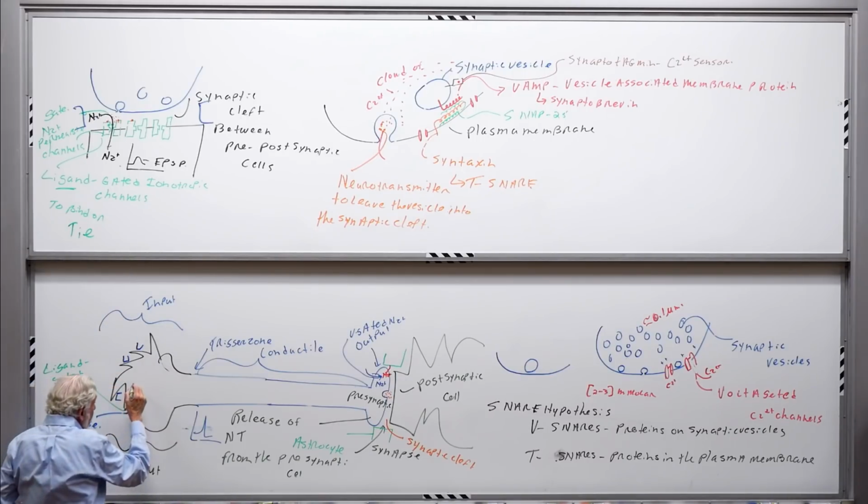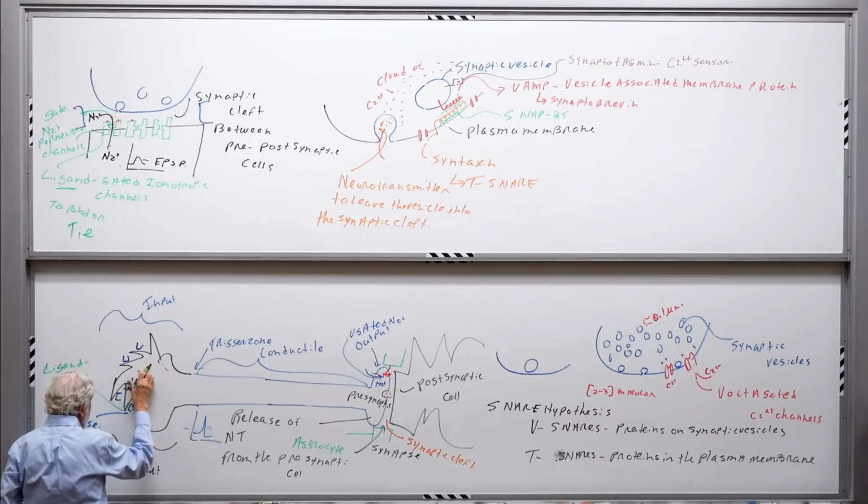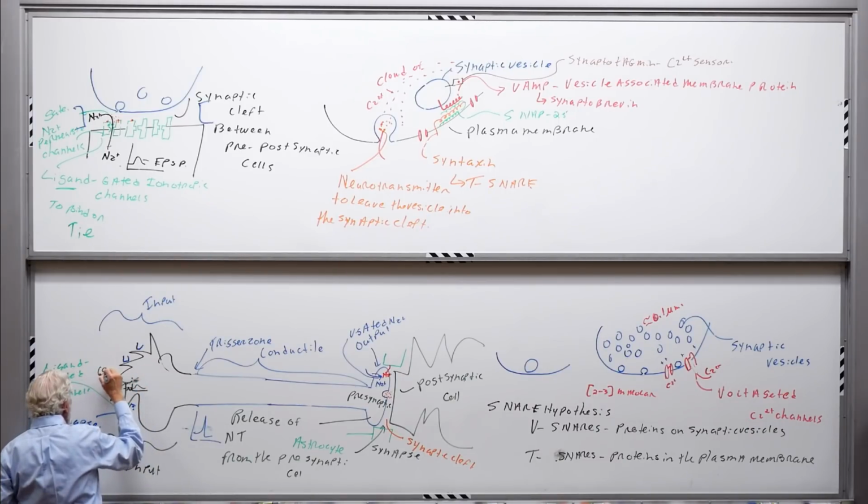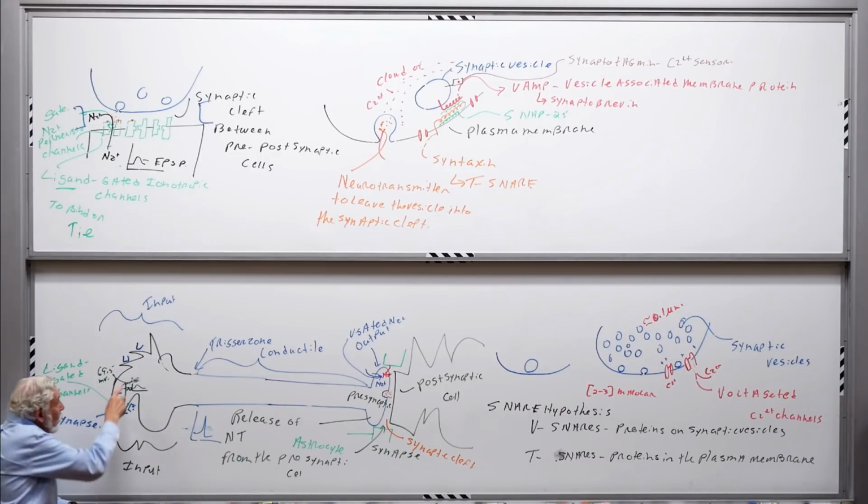So if we look at this site, we can imagine that we have generated here a potential that goes from minus 70 millivolts up to maybe minus 69.5 millivolts. So this is a way of saying that the opening of the ligand-gated channels produces a local depolarization at this immediate site of about half a millivolt, not much.